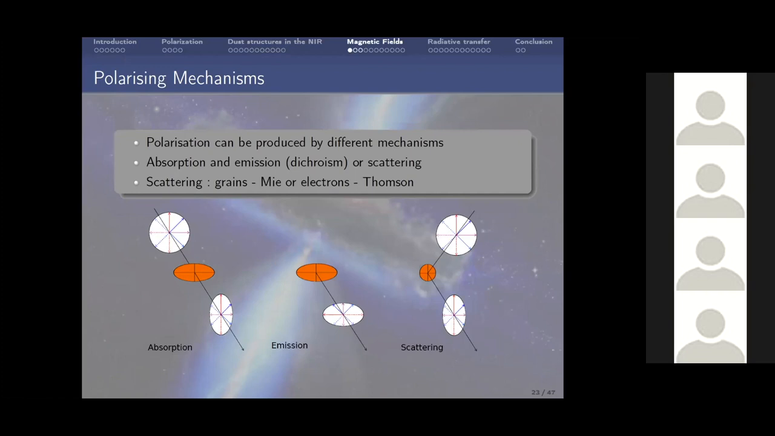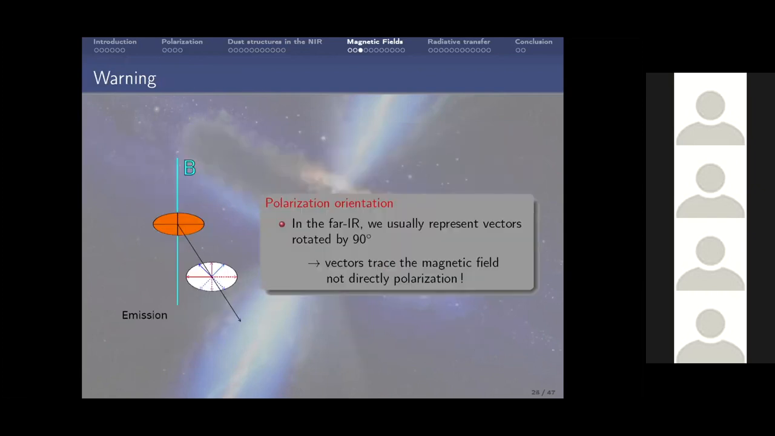I just put back the same picture with the three different mechanisms. If we're looking in the far infrared, things get a bit simpler because we are mostly going to look at emission. Scattering is not very efficient at these wavelengths, and absorption is pretty much impossible. So we would mostly see only dichroic emission by elongated grains, which makes things easier. But in order to detect that, we need the elongated grains to be pretty much all aligned, because if all the grains are randomly orientated, you're not going to have a specific dominant polarization orientation at the end.